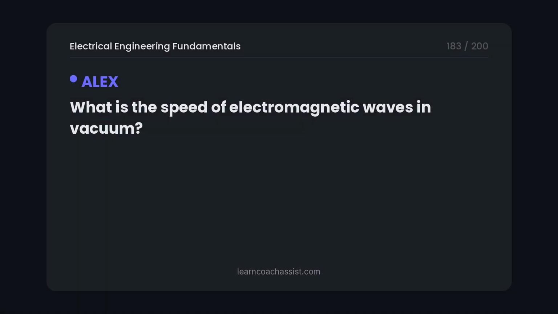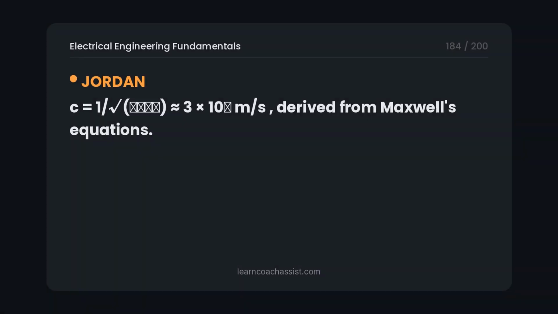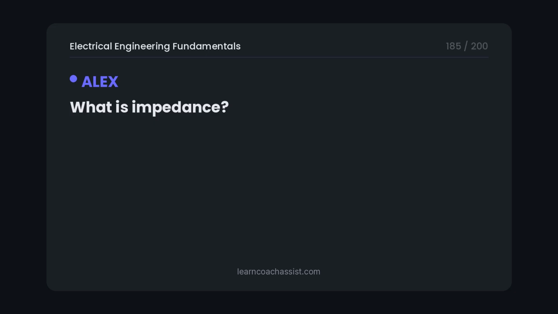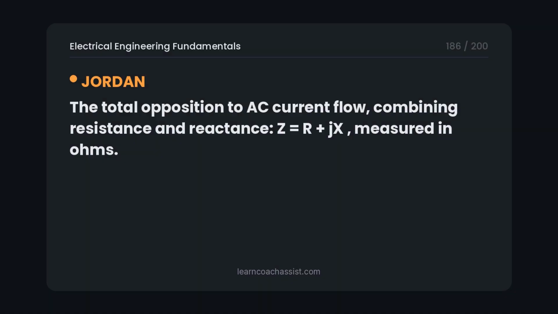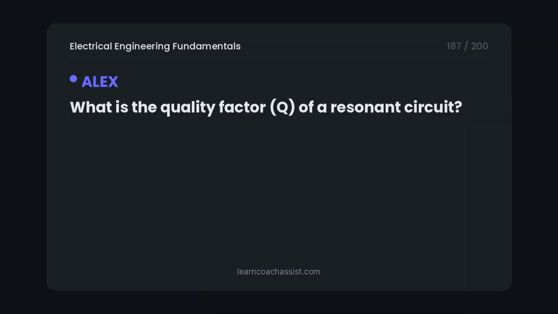What is the speed of electromagnetic waves in vacuum? c equals 1/square root of mu epsilon, approximately 3 times 10 to the 8 m/s, derived from Maxwell's equations. What is impedance? The total opposition to AC current flow, combining resistance and reactance, Z equals R plus jX, measured in ohms.